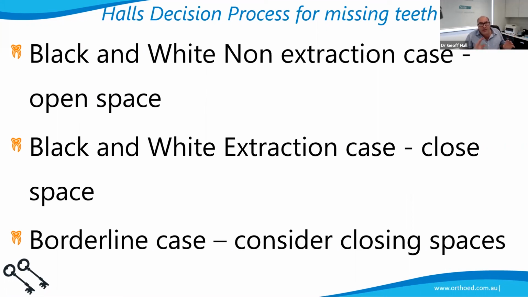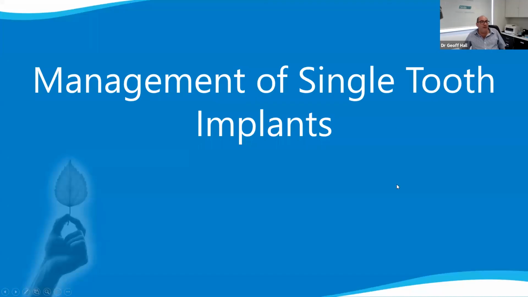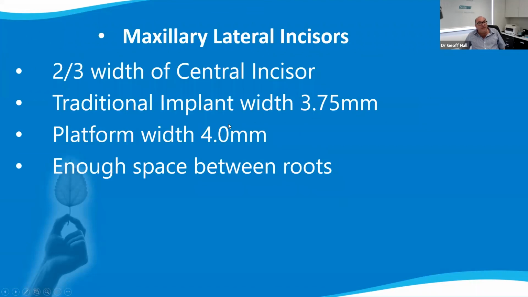And then we've got quite a lot of patients who are in that borderline category, and we may consider closing the spaces on those ones. But the point I want to get at is if it's black and white non-extraction, do not close the spaces because you think we should close them because they're missing teeth. We've got to look at the patient from a diagnostic point of view. So, for example, when we're looking at single tooth implants, we want to make sure that we have the right space for implants for the lateral incisors.